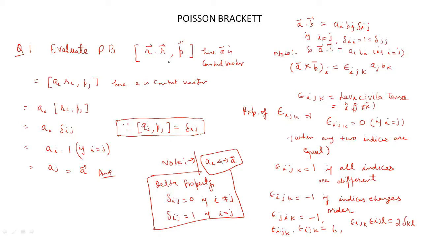Hello everyone, today we will evaluate Poisson bracket of some vector quantities. Before solving these problems, first we will define the dot product of the two vectors and then cross product of the two vectors. You know that the dot product of the two vectors can be written as a_i b_j delta_ij.